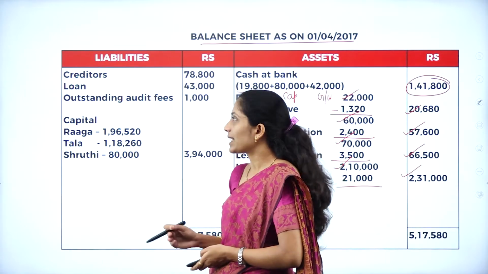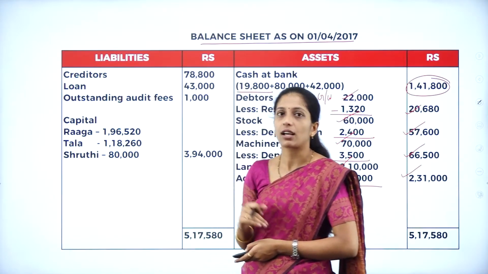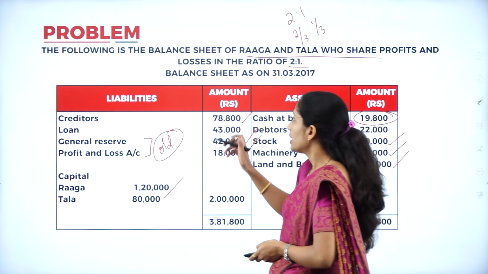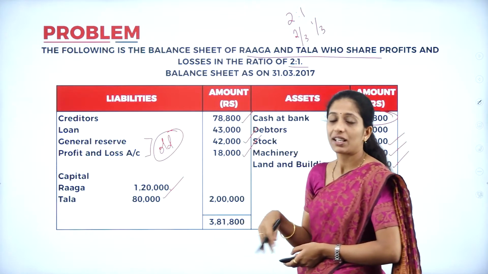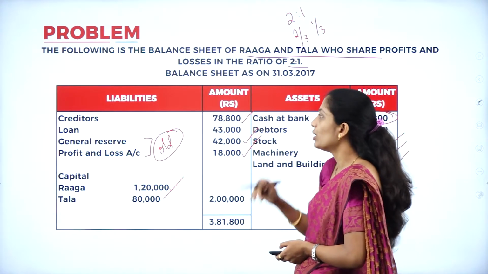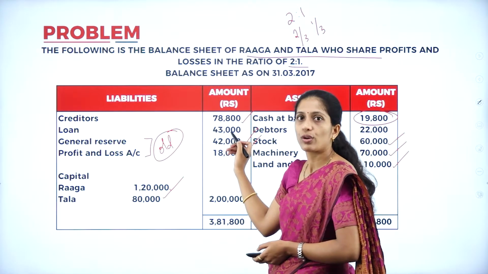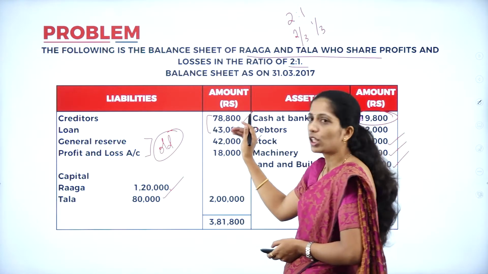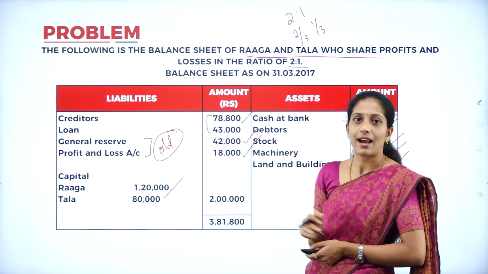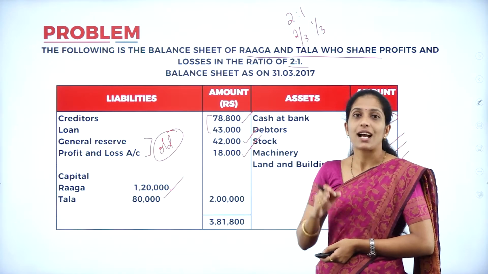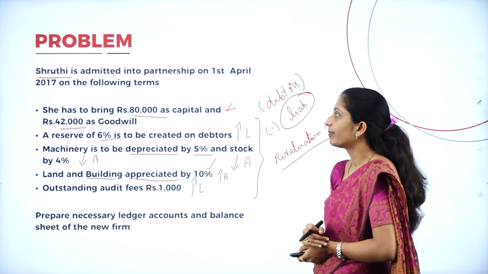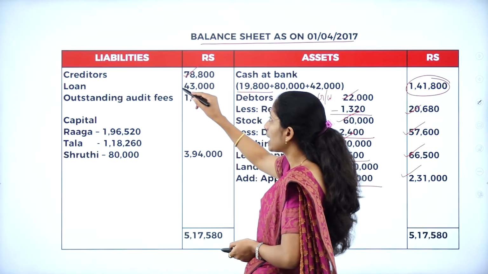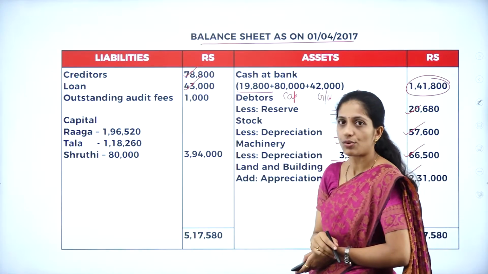Now come to the liability side. We are done with all the assets. Now come to the liabilities. So which is the first liability here? Creditors 78,800. But there was no adjustment relating to creditors. In the same way, for the loan also, there was no other adjustment. So take both at the same amount as given in the balance sheet. It means that the value remains the same. So creditors 78,800, loan 43,000.